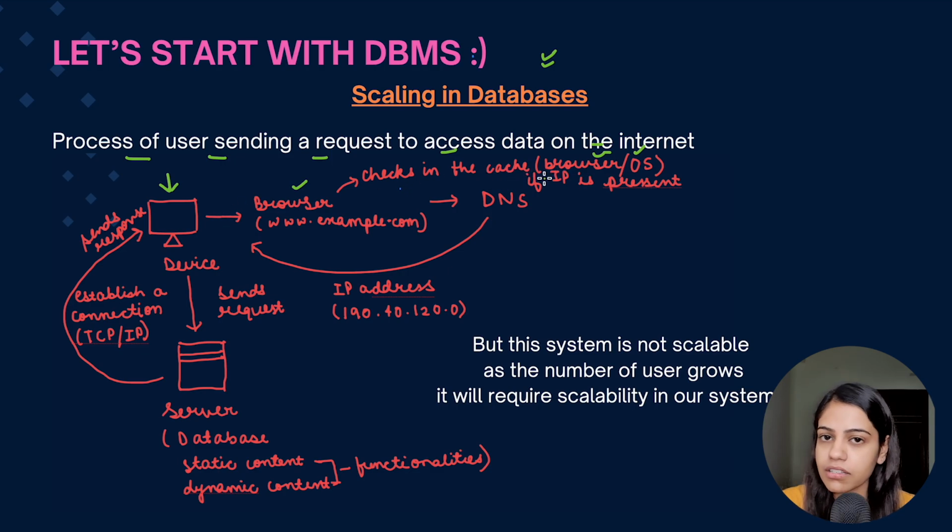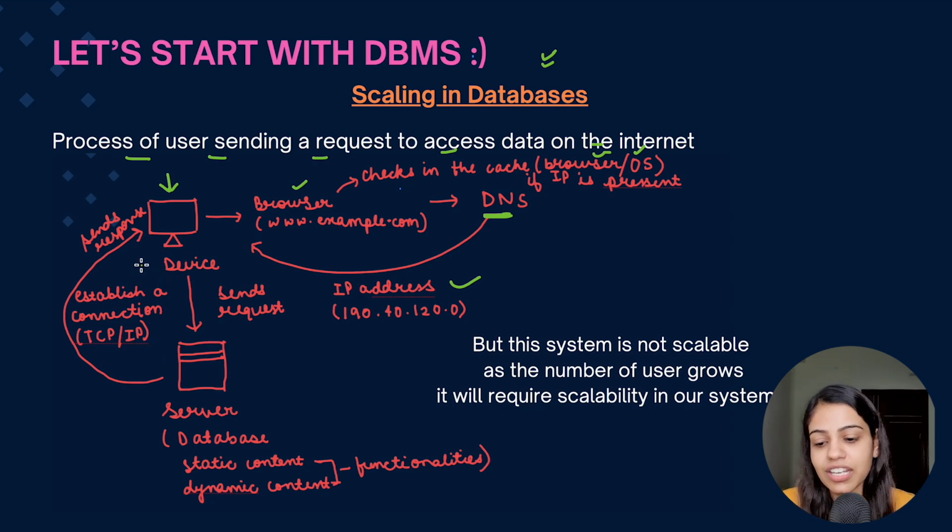But if the IP address is not present, it will do a DNS lookup, that is a domain name server lookup. So it will pick the domain name and then it will provide the particular IP address. So here we have got the IP address. Now using this IP address, we make a request to the server, because whenever we are accessing any website, all the details like databases, backend functionality, static content, dynamic content reside in the server itself. So we need to make a connection to the server and then send a request to the server.